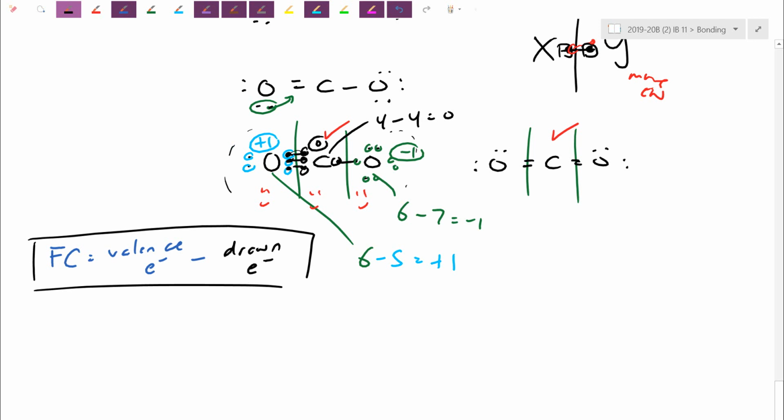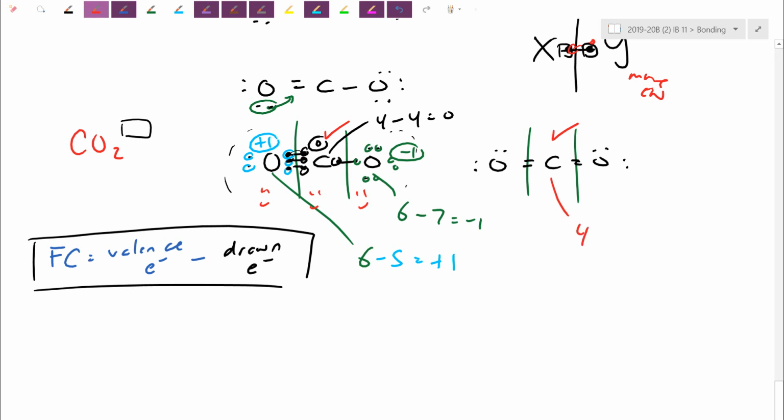These are not real charges. Another observation you can make here is overall CO2 is a neutral molecule. If you add up all the formal charges, they should always be the same as the total charge. In this case here, 0, +1, 0, and -1 cancel out, so 0. So that matches up. Let's test the other picture while we're at it here.